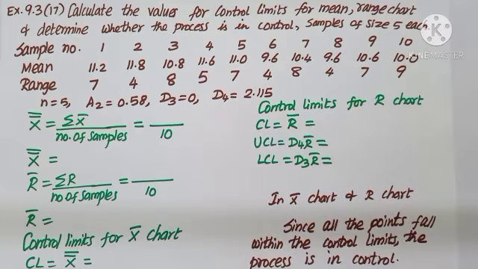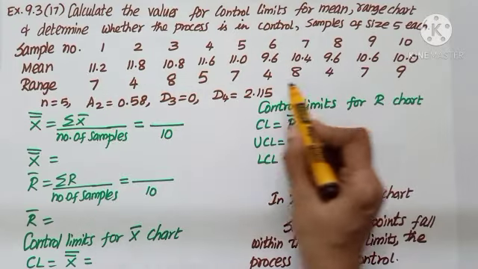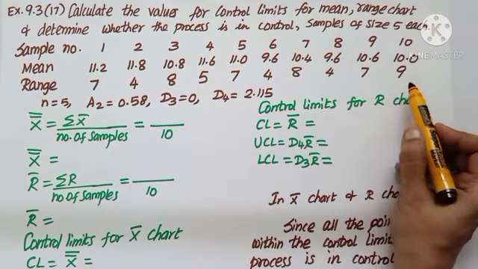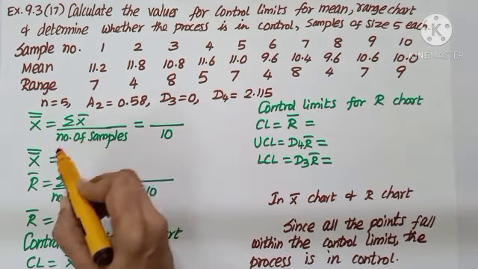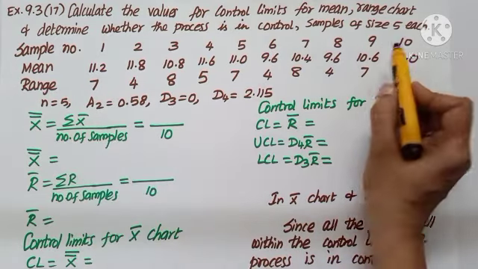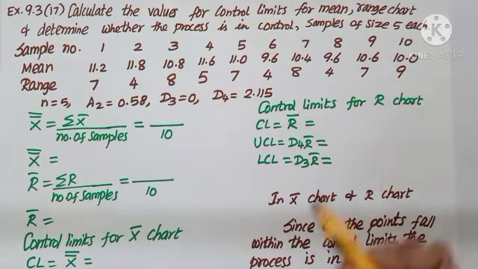Question number 17. Calculate the values for control limits for mean and range chart and determine whether the process is in control. Samples of size 5 each. Given sample number 1 to 10, mean values and range values. Let us find out x double bar. It is sigma x bar by number of samples. So 10 samples, so we divide by 10, add all these values.